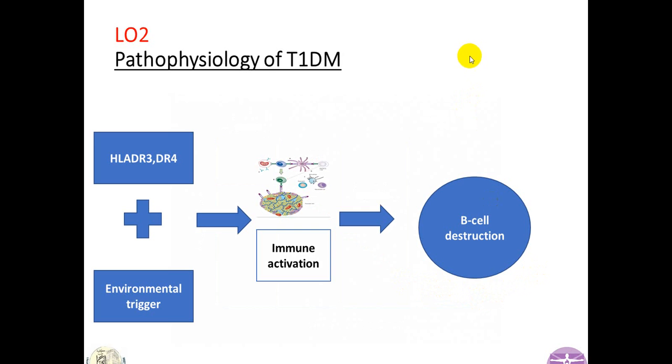So to summarize again, the pathophysiology of type 1 diabetes is so simple. There is genetic predisposition plus an environmental trigger, whether viral or a stressful situation. This will stimulate the immune system. There will be immune activation resulting in beta cell destruction.